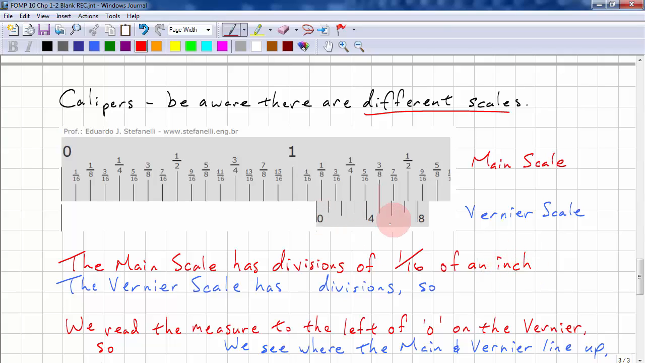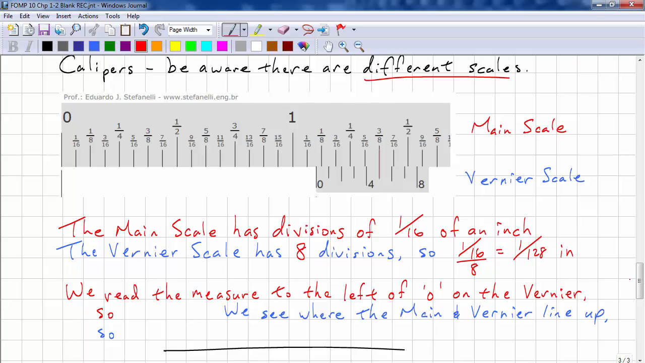The Vernier scale has 8 divisions. So it's 1/16 divided by 8, so it has an accuracy of 1/128th of an inch. And then we read this measurement the same way as we did for the metric calipers. We read all the whole lines before we get to the 0 on the Vernier scale, and this is 1 1/16 of an inch.